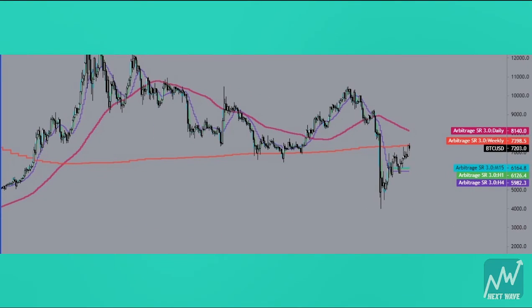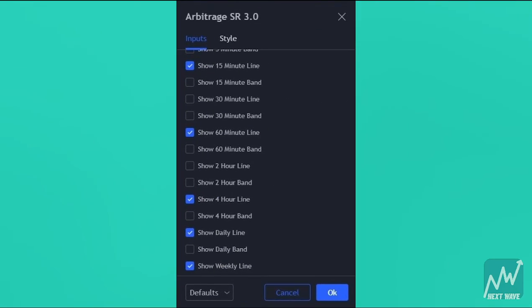Then I would recommend to change the colors so that each time frame is color coded so that you won't get confused. And this is on the arbitrage support and resistance. These are some of the time frames that you can toggle to use. Now, I like using the line because if you show the 15-minute band, then it's just going to show you what the arbitrage bands or whatever bands that are associated with these times are being used. So I would suggest just using the line rather than the band.